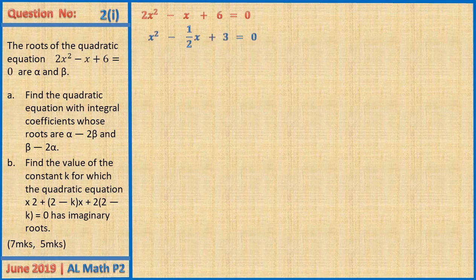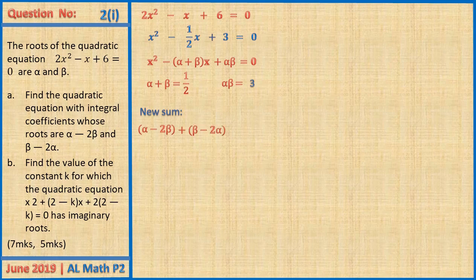It is now in the form x squared minus sum of roots plus product. So, equating the coefficients, we get alpha plus beta equal to half and alpha beta equal to 3. Now the new sum will give us alpha minus 2 beta plus beta minus 2 alpha, which is equal to minus alpha minus beta. And this will be equal to minus into alpha plus beta, and our alpha plus beta is a half, so we have minus a half.